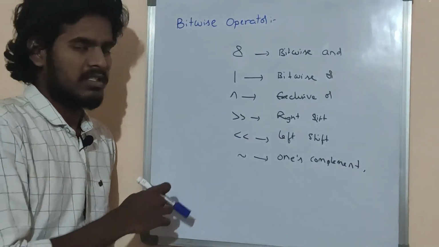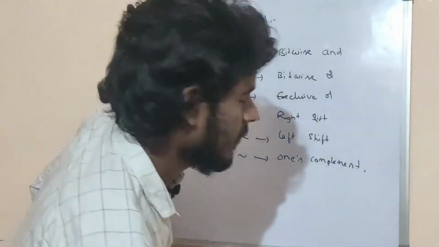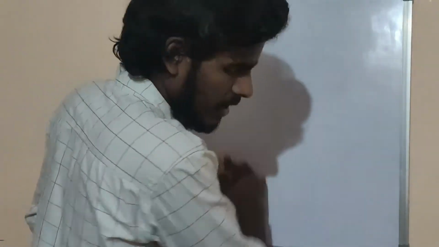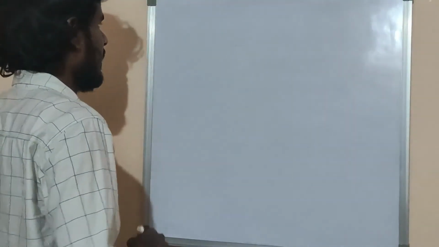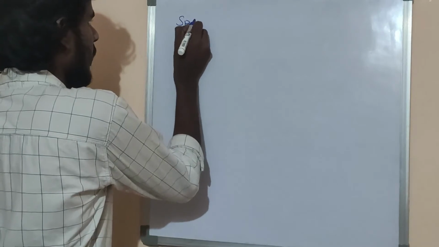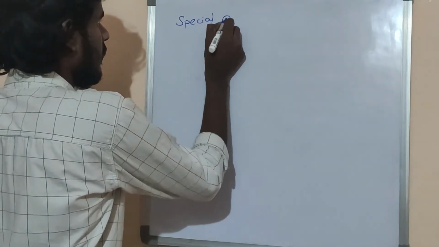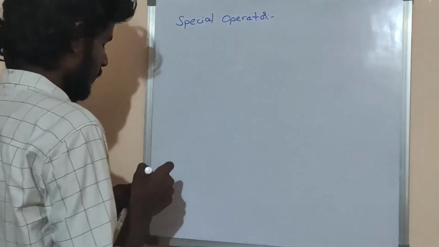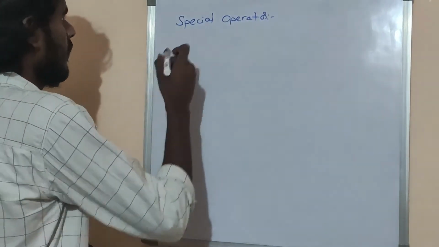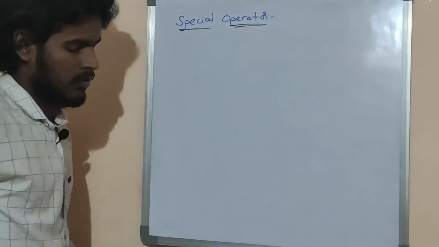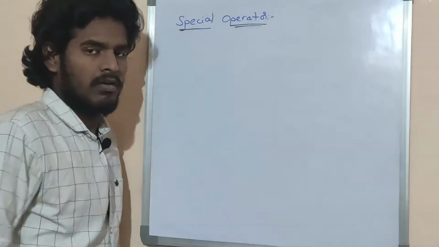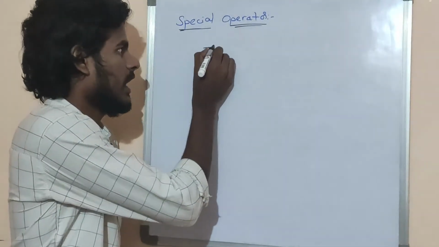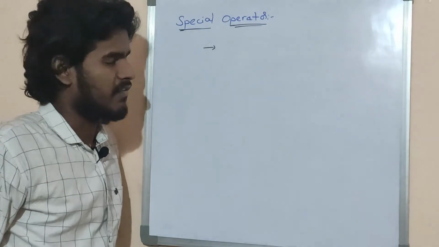Okay, these topics we will discuss soon. What is the next operator? The next operator is special operator. Friends, there are 4 types of special operators available in C.